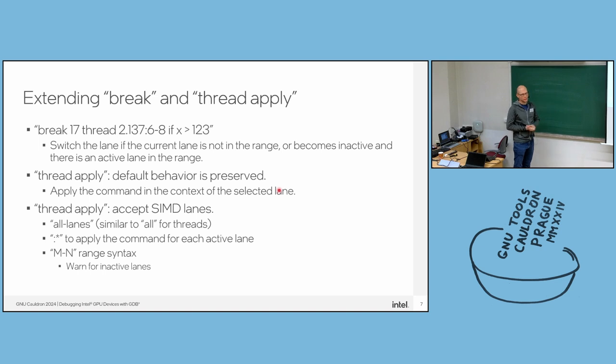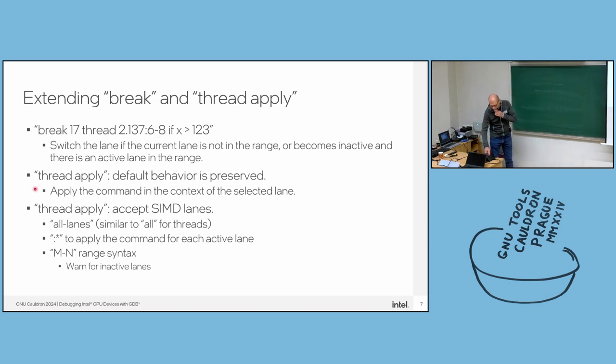And then there are some extensions made to the existing commands, like the break command and thread apply. Break command already takes a thread clause. It's basically like a condition. So it says, hit this breakpoint only for this thread. We extended it to also accept lane specification. In this case, we would only switch to one of those lanes. So that's to answer your question.